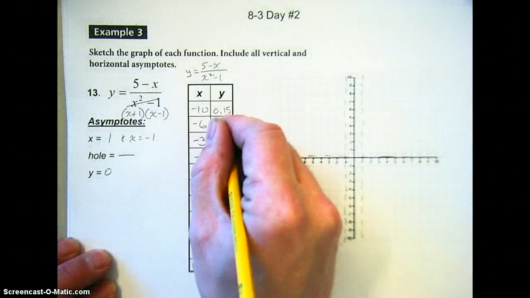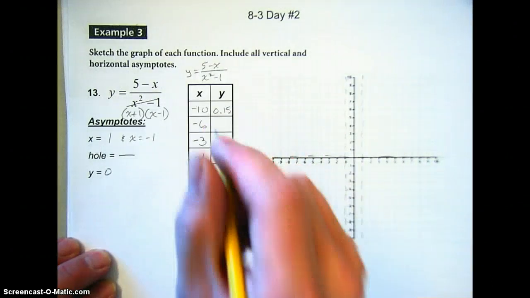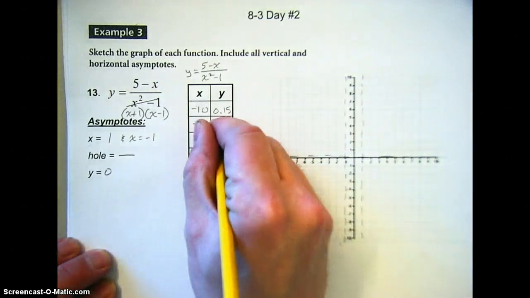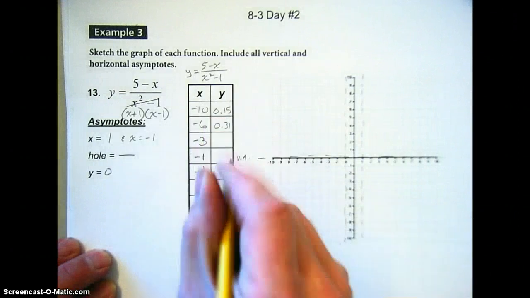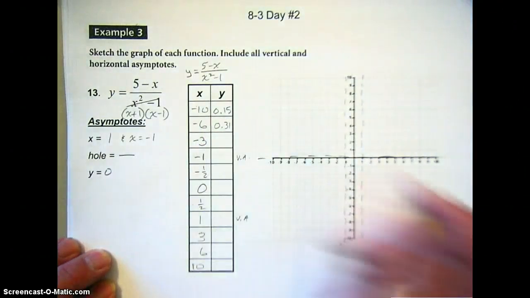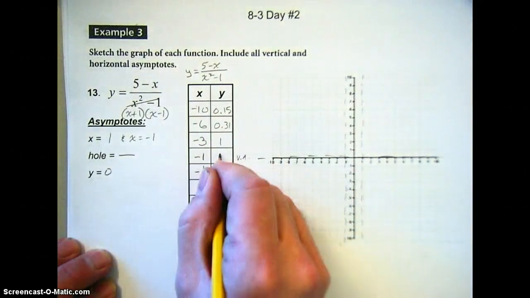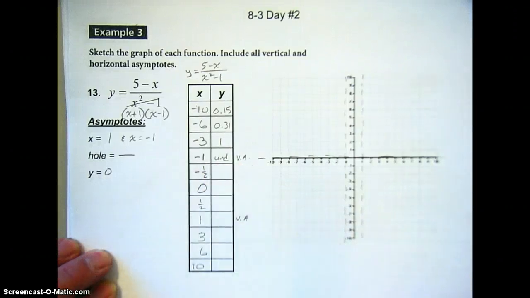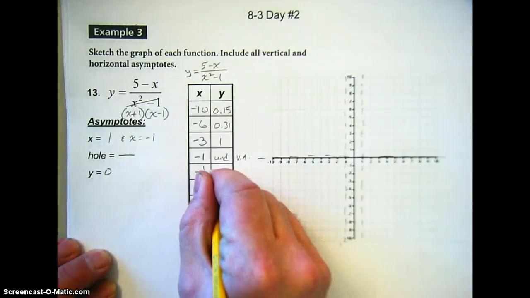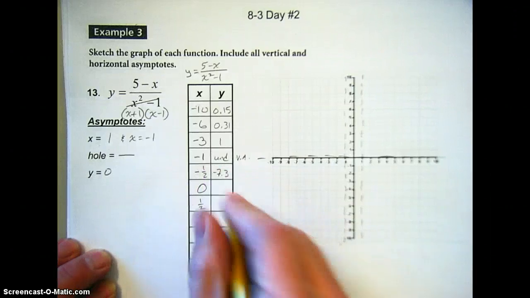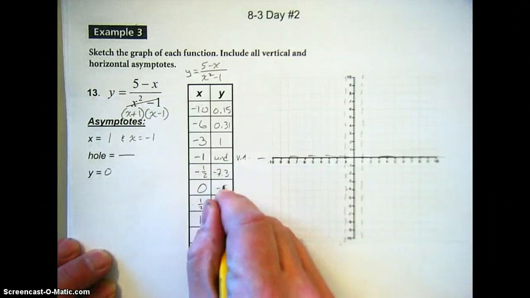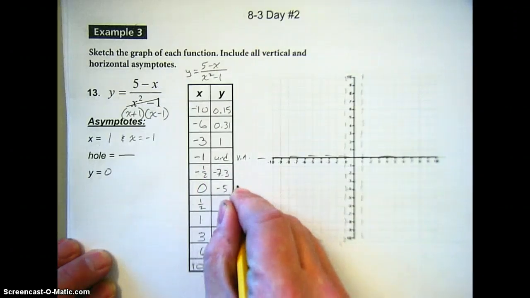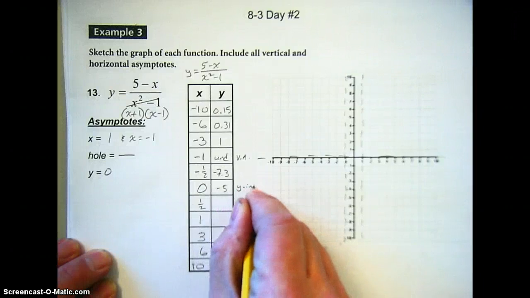Is that correct? How about negative 6? 0.31. Okay, how about negative 3? How about negative 1? Undefined, yeah, that's our vertical asymptote. How about negative 1/2? Negative 7.3. How about 0? Negative 5. That's called our what? Y-intercept. Label those important points.